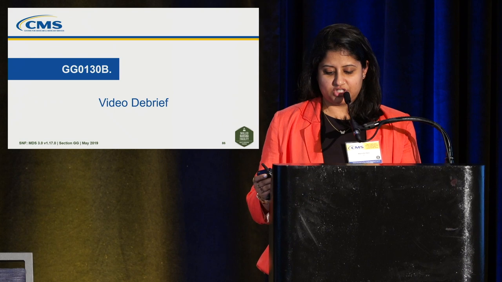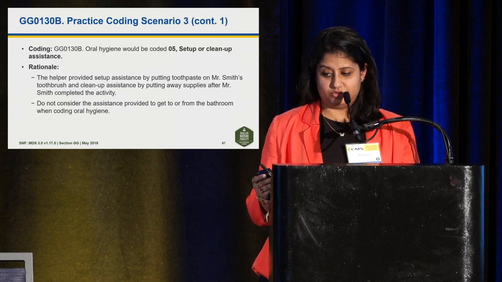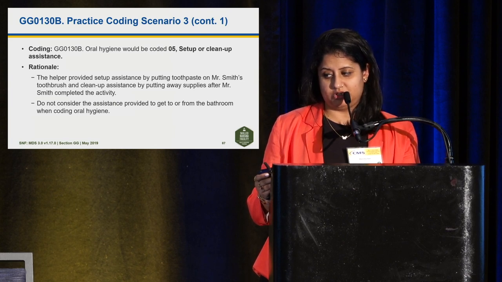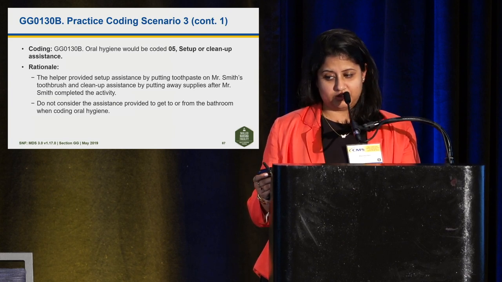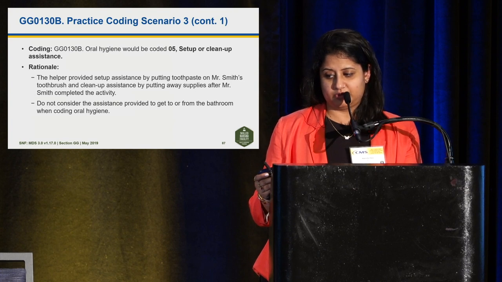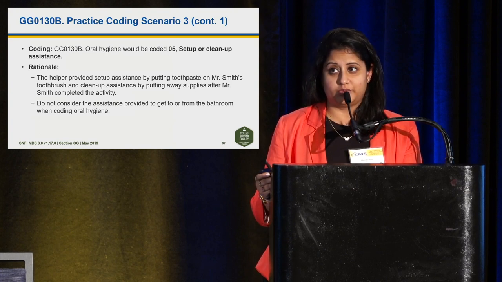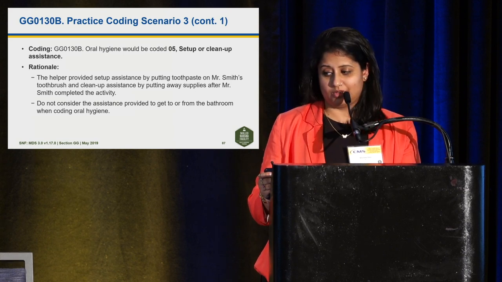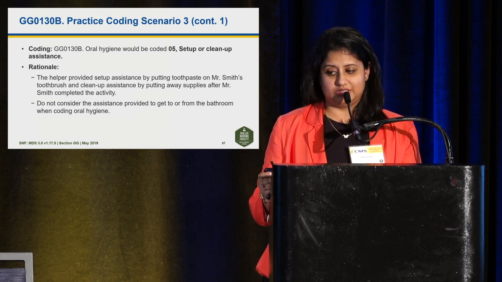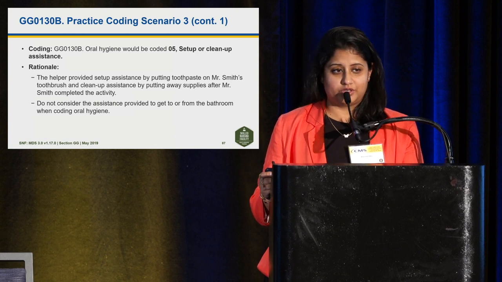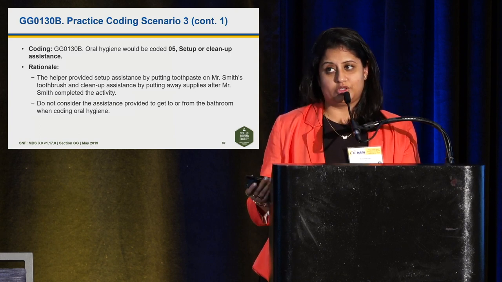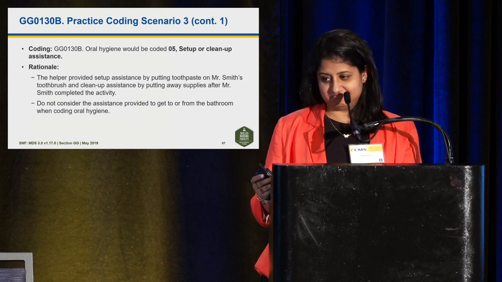So let's look at the rationale for coding based on the video you just watched. So in this situation, coding GG0130B oral hygiene would be coded 05 setup or cleanup assistance, and that's because the helper provided setup assistance by putting toothpaste on Mr. Smith's toothbrush and cleanup assistance by putting away his supplies after he completed the activity. Again, we're not considering the assistance provided going to and from the bathroom when coding oral hygiene.